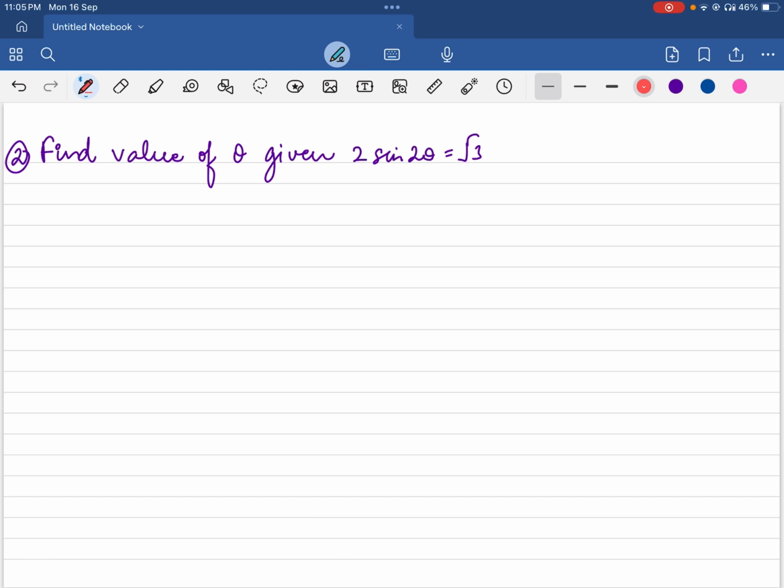Now we have to find the value of theta, where we have been given 2 sine 2 theta is equal to root 3. Can I just divide both sides by 2 to get rid of this 2, guys? We can't get rid of this 2 ever. Do not try. Then root 3 by 2 for the right hand side also. So just getting rid of this one, we will have sine of 2 theta as root 3 by 2.